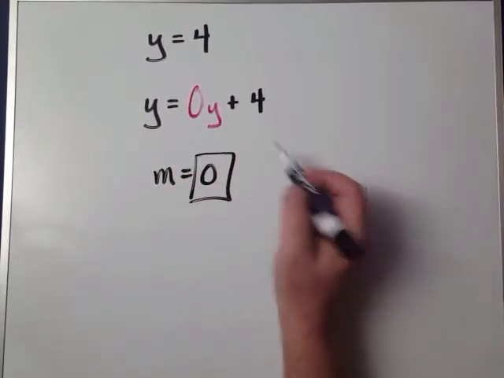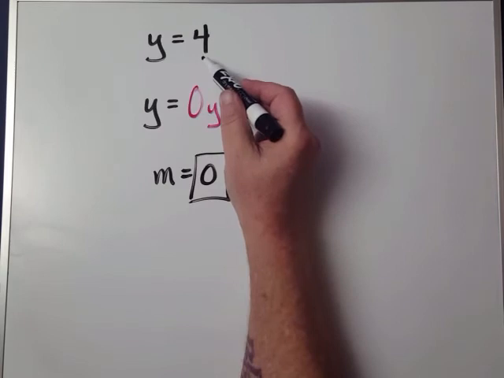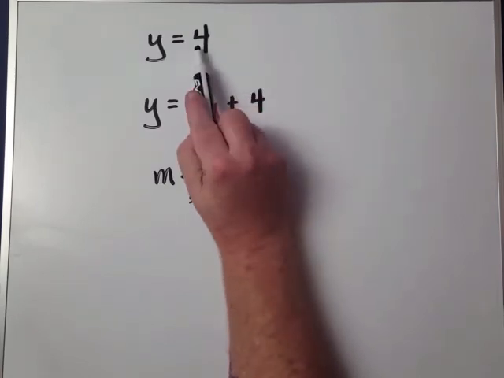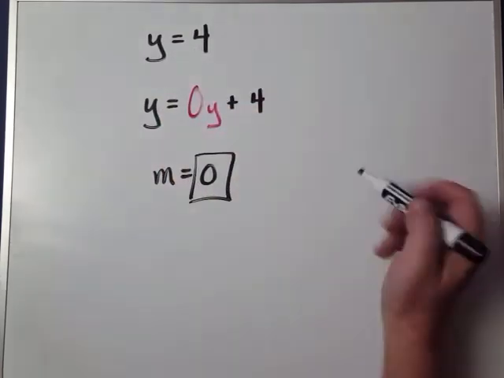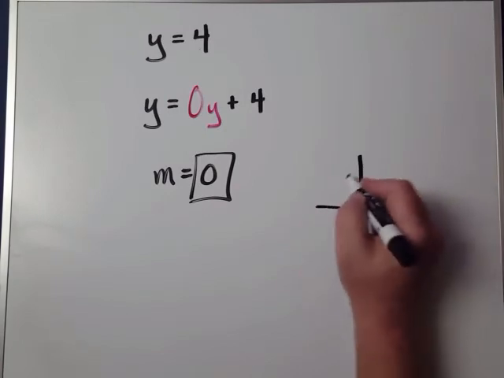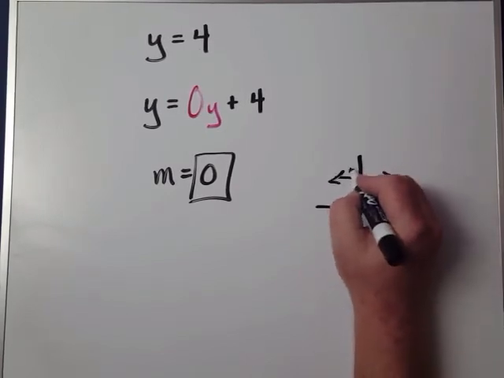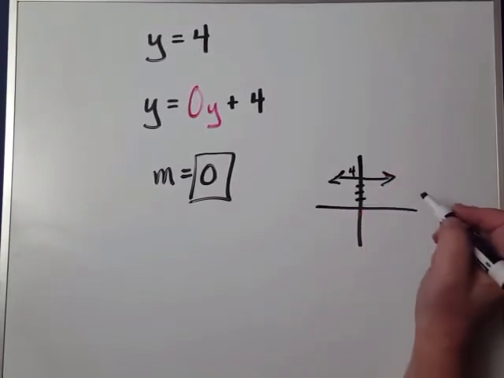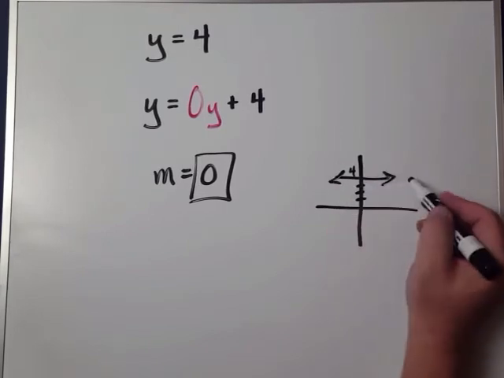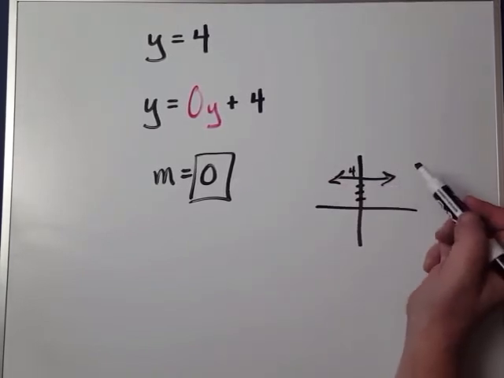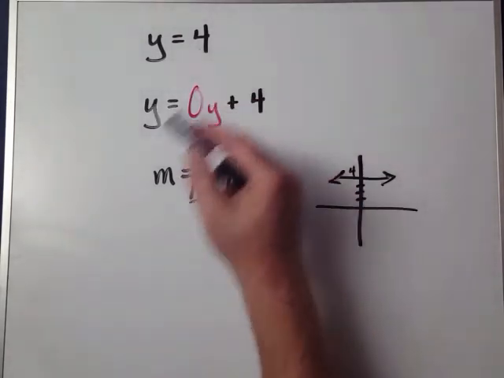So the slope of this line is 0. Does that make sense? Well, sure. What kind of line is this? This is the line that passes through 4 on the y-axis. This is that horizontal line that passes through 4 on the y-axis. And we know that all horizontal lines have a slope of 0. So yeah, that makes perfect sense.